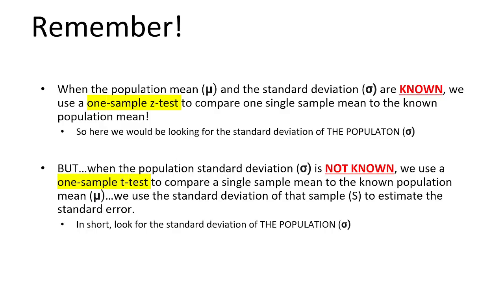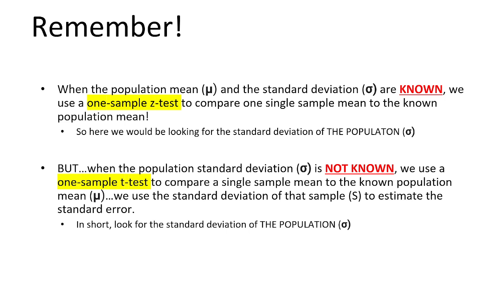But first, remember, I don't want to get you guys too confused because we just did the one sample z-test. With the one sample z-test, we have the population mean and the standard deviation given to us. So both of those things are known, and we're using the one sample z-test to compare that single sample mean that we don't know to the known population mean. So with a one sample z-test, we're looking for the standard deviation of the population.